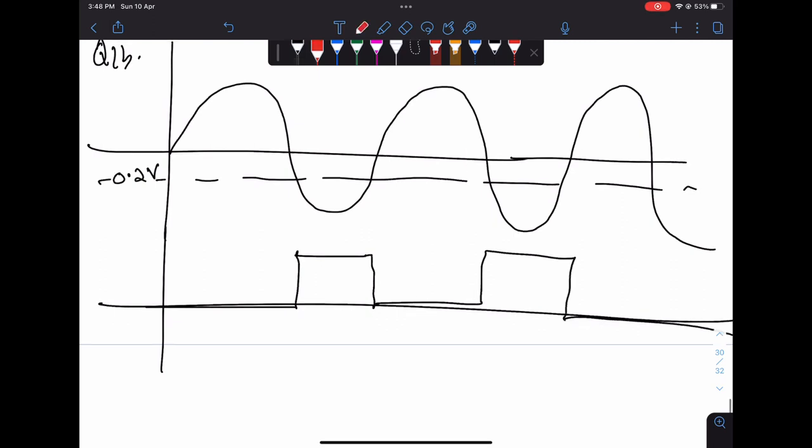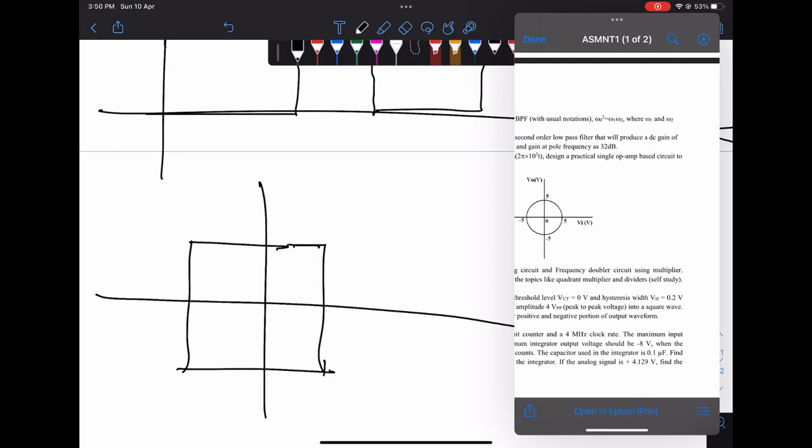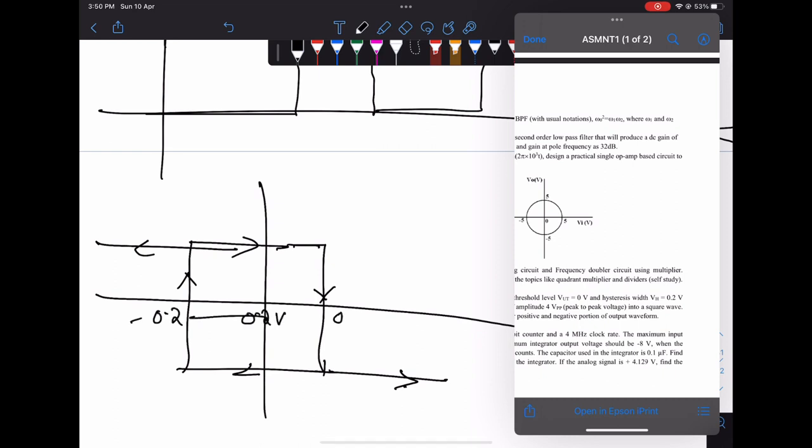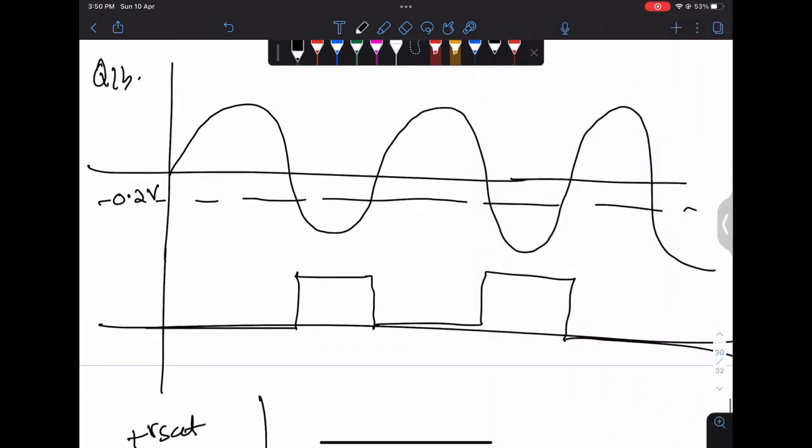So in the 14th question, they told us to create a Schmitt trigger, so that when it reaches the upper threshold voltage, it goes to negative saturation, and when it reaches the lower threshold, it should go to the positive saturation. It's told that the input is a sine wave, 4 volt peak to peak, and when it reaches minus 0.2 volt, it should go to positive saturation, and when it reaches 0, it should go to negative saturation. That is very clear from this output. And the question asks to find the time duration for the positive and negative.